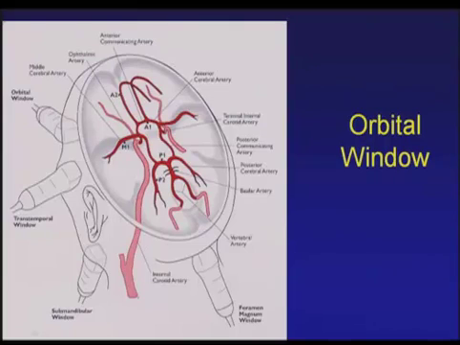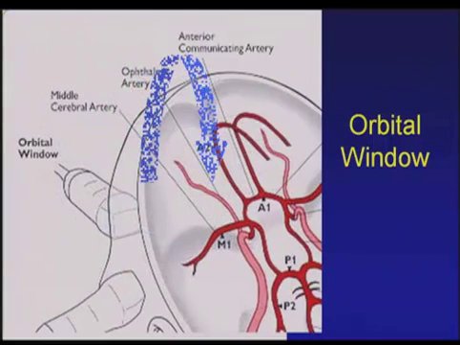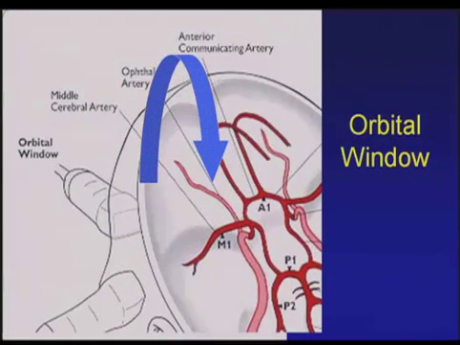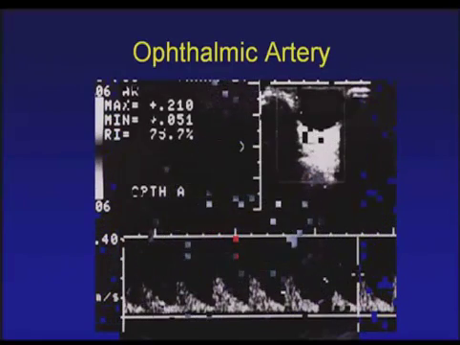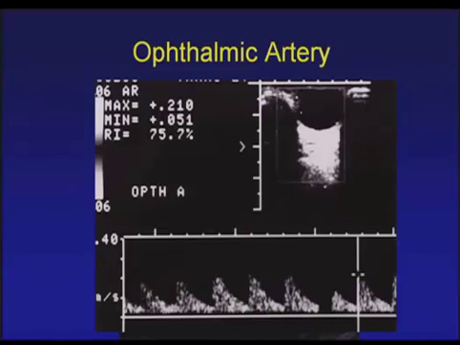One can also view an orbital window and get ophthalmic Dopplers. So the ophthalmic artery also gives a typical waveform pattern. It's a slightly higher resistance vessel.